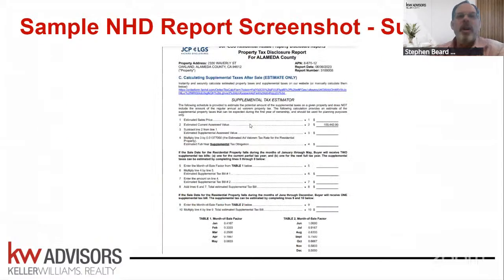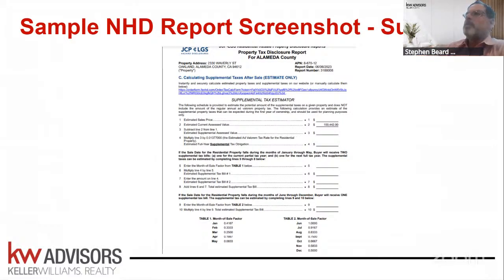Let me see if I have it. Okay, so this is the form where you can figure it out. You put in the estimated sale price, you know the current assessed value from the last person's taxes, and you can subtract the two. So if you're buying it for 700,000, you take out the 100,000, and then you multiply by the formula. But you don't have to do any of that stuff. You can just click on the link at the top. It'll tell you if your borrower owes special assessments or not.